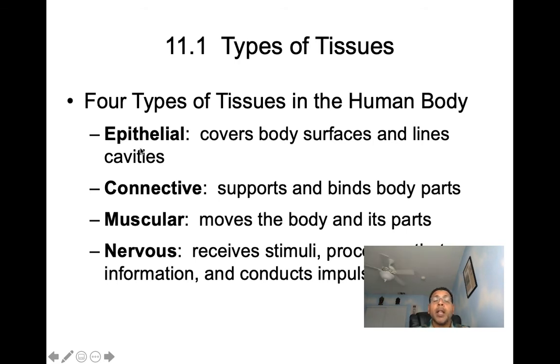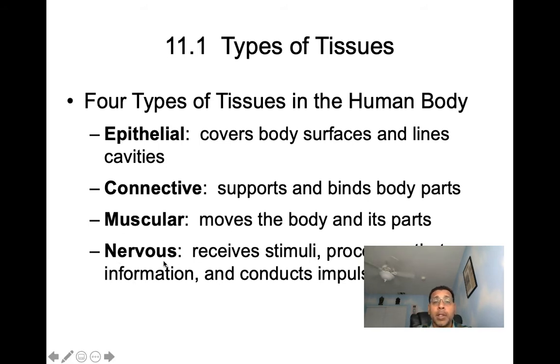So again, two or more primary tissue types make up an organ. An organ is made up of at least two of these primary tissue types; more commonly, we'll see four. Now, first, epithelial tissue. Epithelial tissue is found covering our body surfaces and lining our body's cavities. Connective tissue supports and binds body parts. Muscular tissue, the third type, moves the body and its parts.